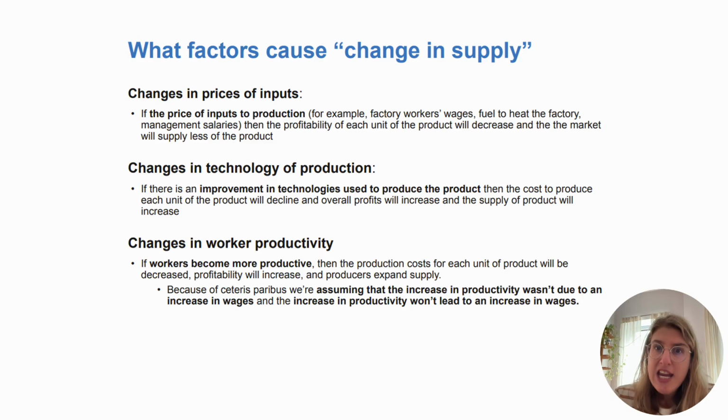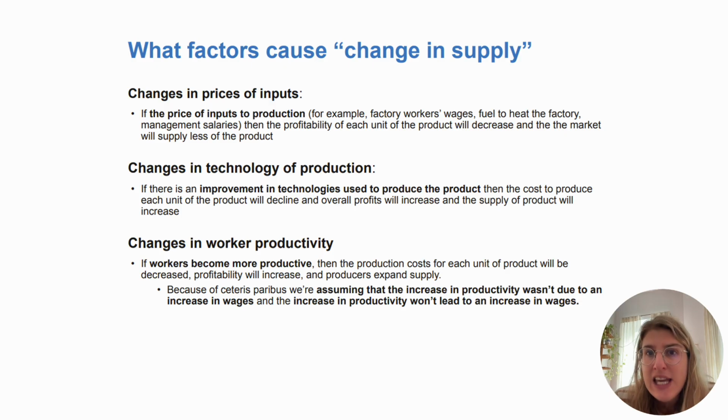The second is changes in the technology of production, right? So if technology improves, say a new machine makes production faster and cheaper, the cost per unit goes down. And that makes it more profitable to produce, so firms will supply more, okay?